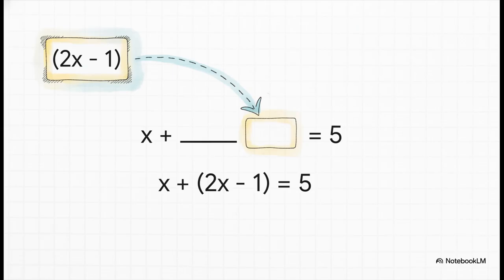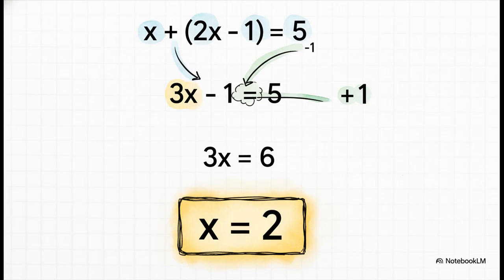And just look at that. We're left with one simple equation that only has x in it. Problem solved. Well, almost. And from here on out, it's just some straightforward algebra. Combine the x terms to get 3x, add 1 to both sides, which gives us 6, then divide by 3. And there you have it, x equals 2.